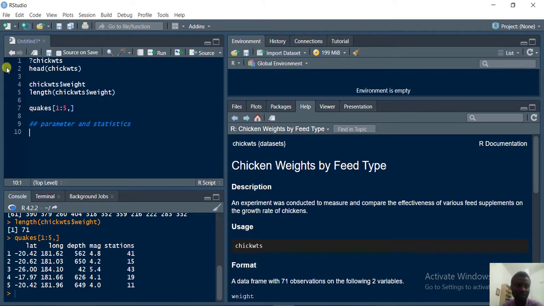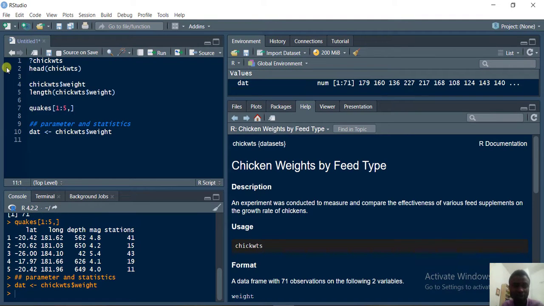So we have an idea now of the total number of observations we have for weight alone. Now, to save ourselves the stress of having to say chickwts$weight, let's create a new variable called dat and then store the information belonging to weight into this variable. So anytime we want to see the weight information, we just need to type dat, and you could see on the global environment that information about dat is already created.